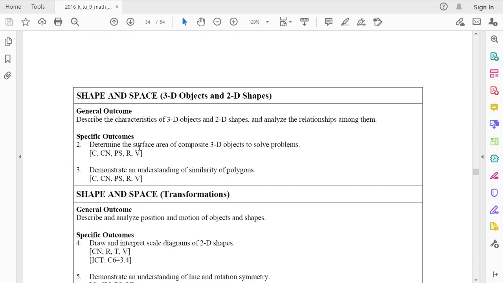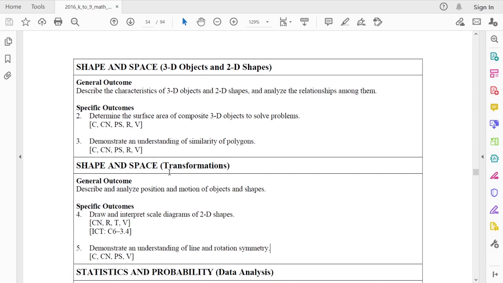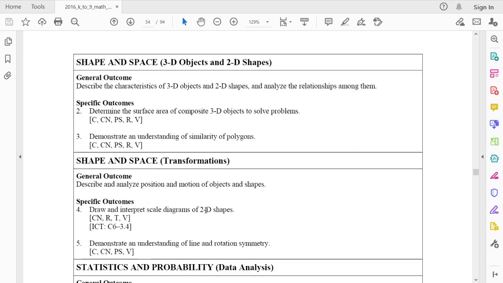We will also determine the surface area of composite 3D objects to solve problems, demonstrate an understanding of similarity of polygons, draw and interpret scale diagrams of 2D shapes, and demonstrate an understanding of line and rotation symmetry.